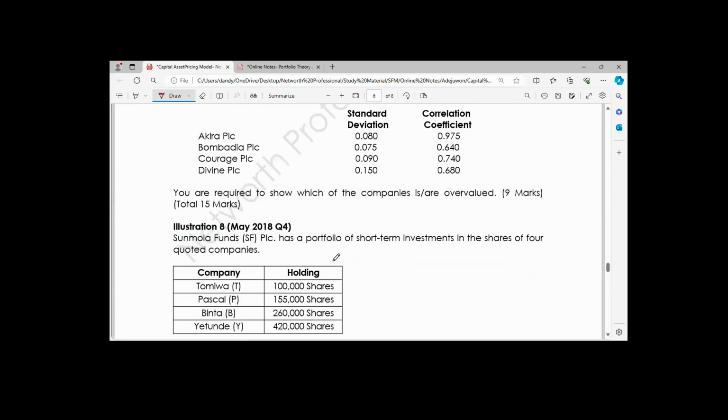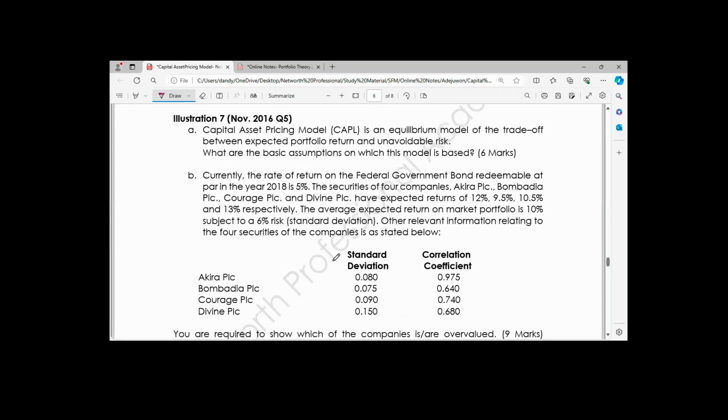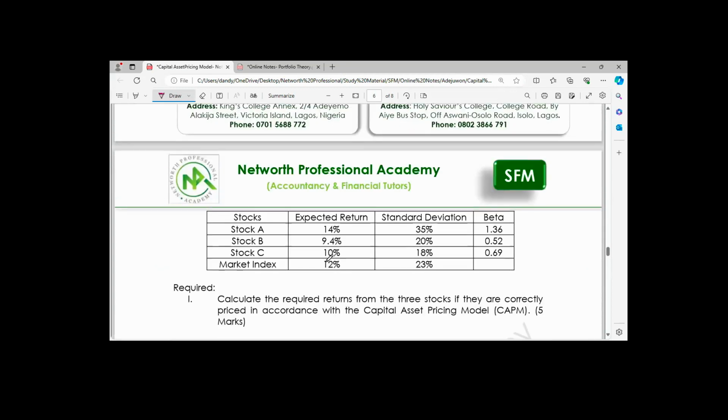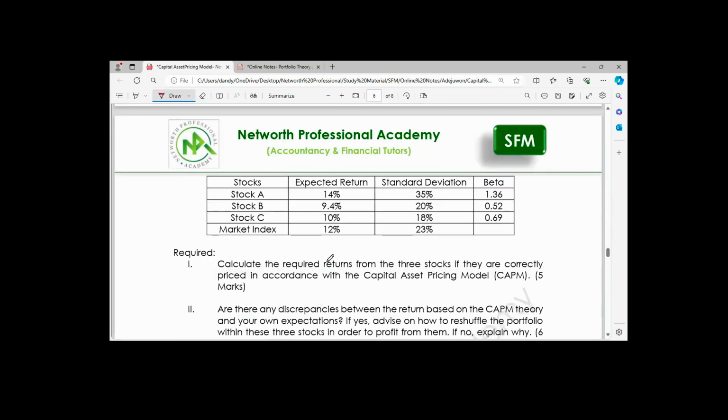I need to solve one more illustration. Possibly in our next class, I will solve one more for you where you have correlation coefficient and standard deviation. Okay, so let's call it a day here.